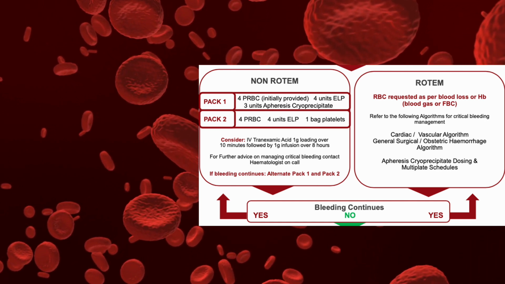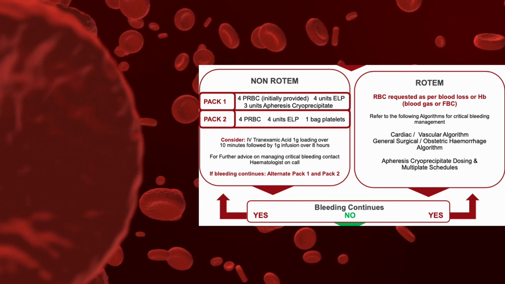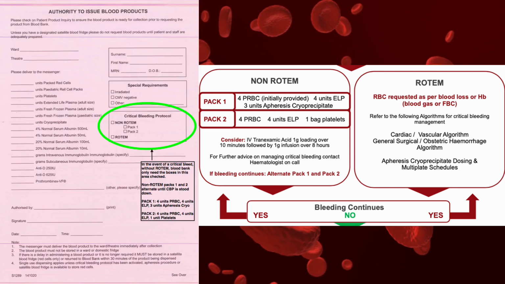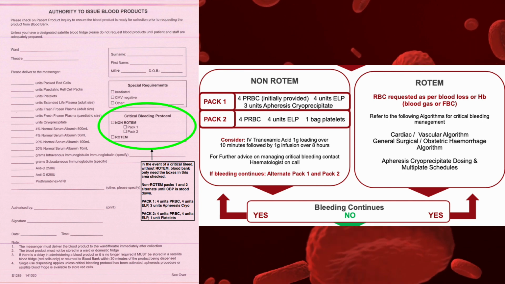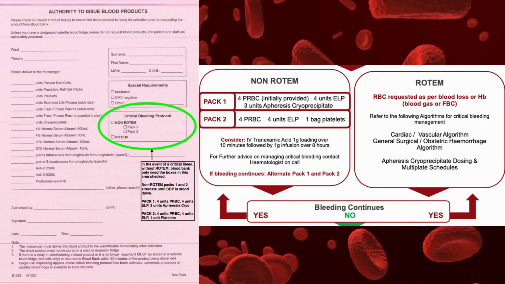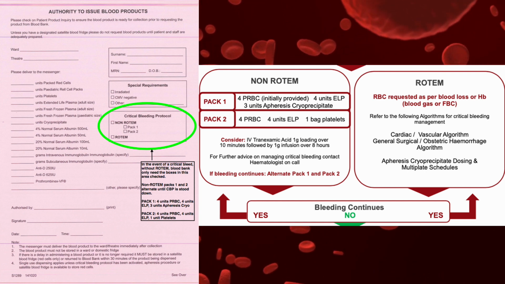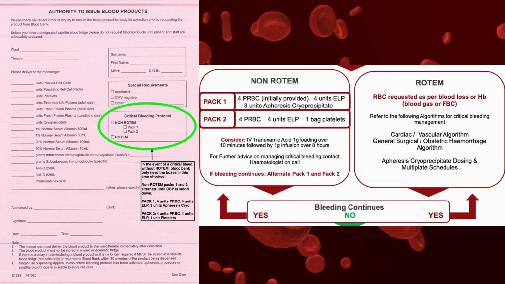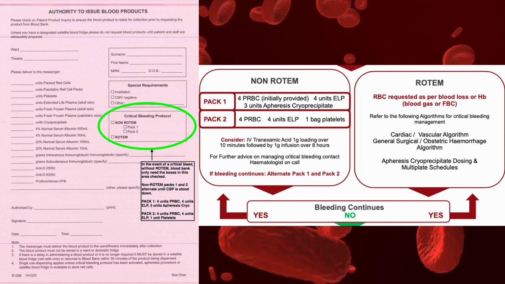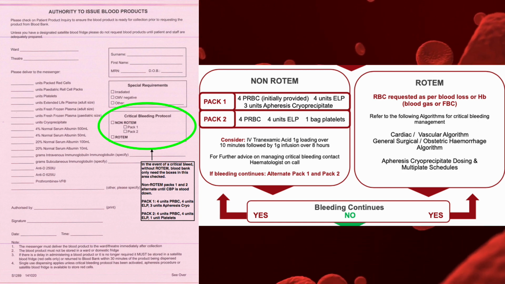You will also be asked if you want a non-ROTEM or ROTEM guided protocol. ROTEM is a testing device that gives us more accurate information about how blood is clotting. We can use it to determine which of the yellow products are most needed, rather than giving the standard set. If there is critical bleeding, the patient is unstable, and there are no staff available to run a ROTEM, then we use the non-ROTEM protocol.